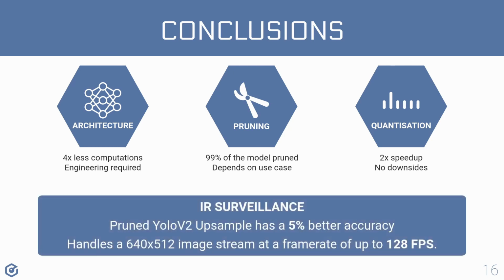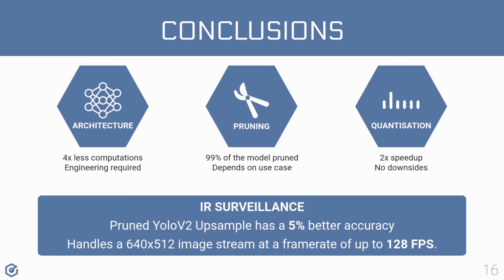And so with all three together, our fastest network was pruned YOLO v2 upsample. It has a 5% better accuracy even than the original YOLO, and it can handle a 640 by 512 image stream at a frame rate of up to 128 frames per second, and that's in our PyTorch pipeline. If we compare this with the original YOLO v2, which could only handle up to 14 frames per second, that's almost 10 times faster. So these three techniques together really yield some cool results.